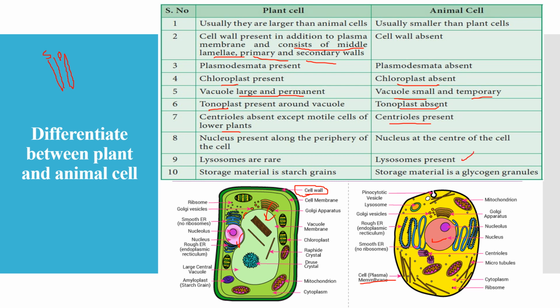And next is storage material. In plant cell storage material is starch grain, whereas in animal cell storage material is glycogen or glycogen granules.